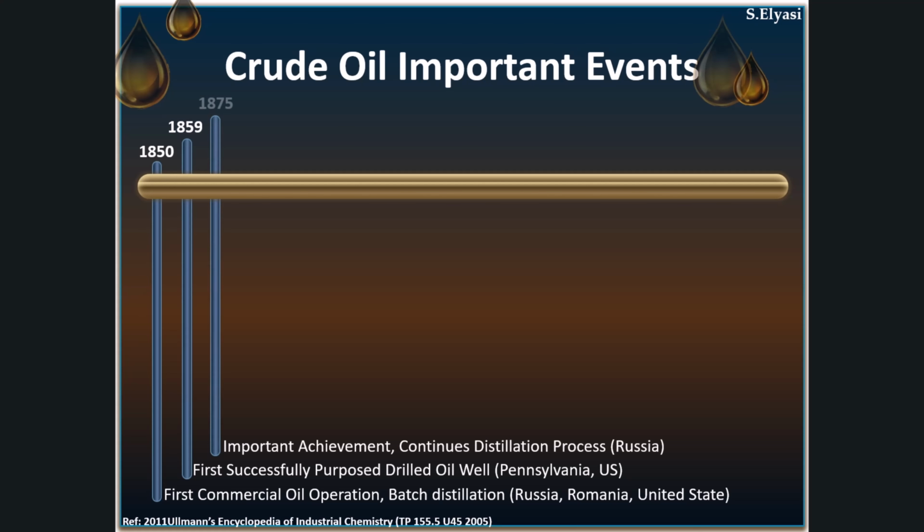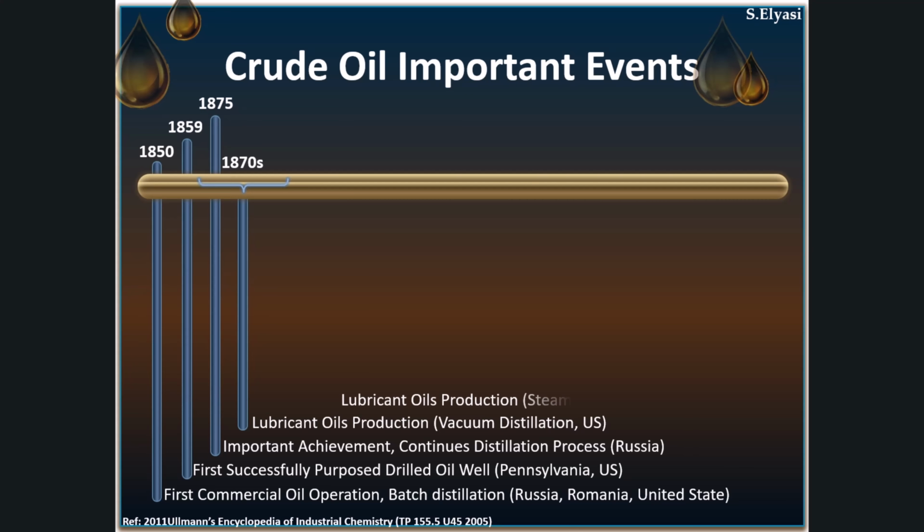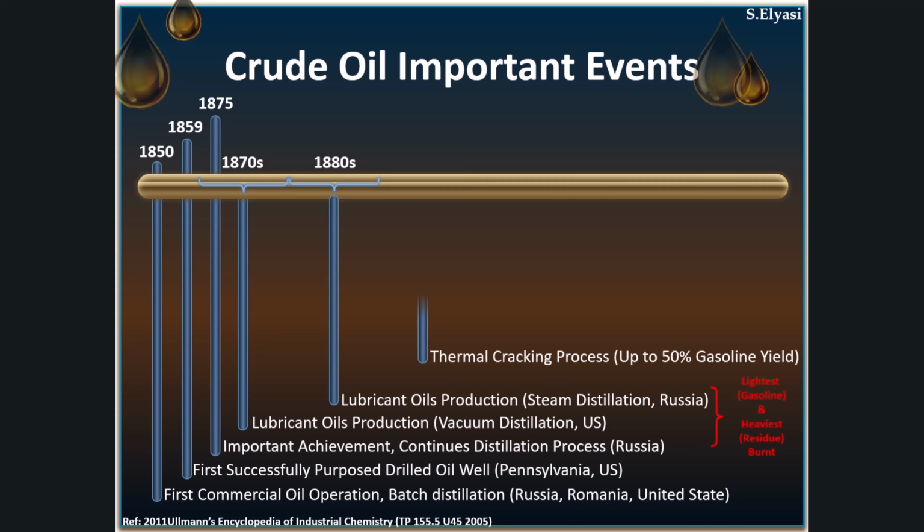Russia introduced the first continuous distillation, a major turning point for the industry. Soon after, the first vacuum distillation units in the United States opened a new era because lubricating oils could now be produced from crude oil. Later, adding steam to vacuum distillation, first developed in Russia, further improved the yield and quality of lubricant oils. Thermal cracking was another key step. It allowed refineries to convert low-demand heavy materials into more valuable fuels, increasing profitability.